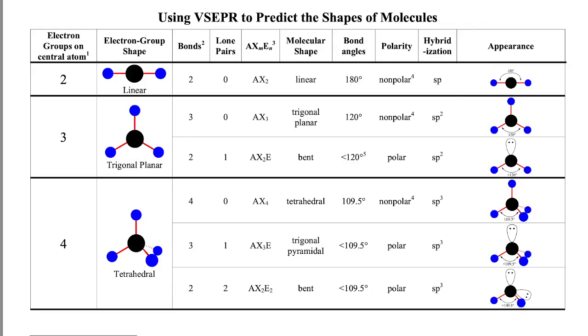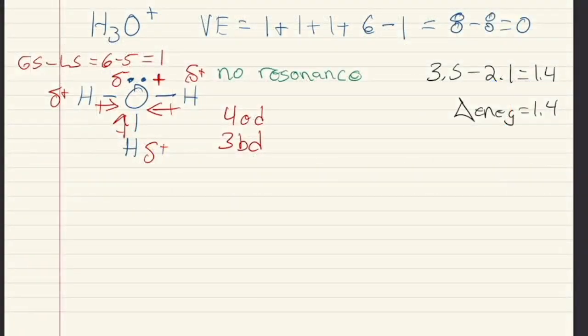However, only 3 bonding domains. Based upon our chart, we see that this is trigonal pyramidal with less than 109.5 due to the lone pair. And generally speaking, they tell us it's polar as a function of its geometry. So bond angle less than 109.5.